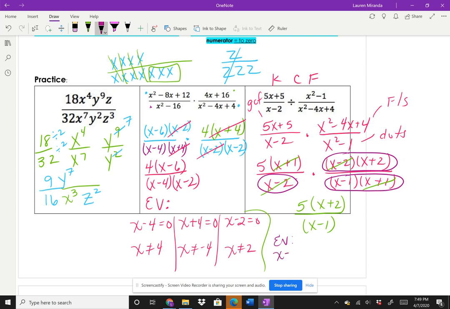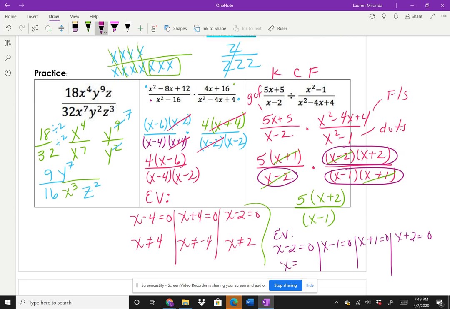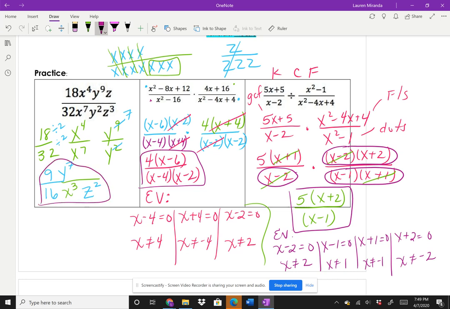So excluded values, x minus 2 equals 0, x minus 1 equals 0, x plus 1 equals 0, and then x minus 2, but I have it already, and then x plus 2 equals 0. So here x can't equal 2, x can't equal 1, x can't equal -1, x can't equal -2. So here were my answers. And then your excluded values are obviously part of your answers as well.